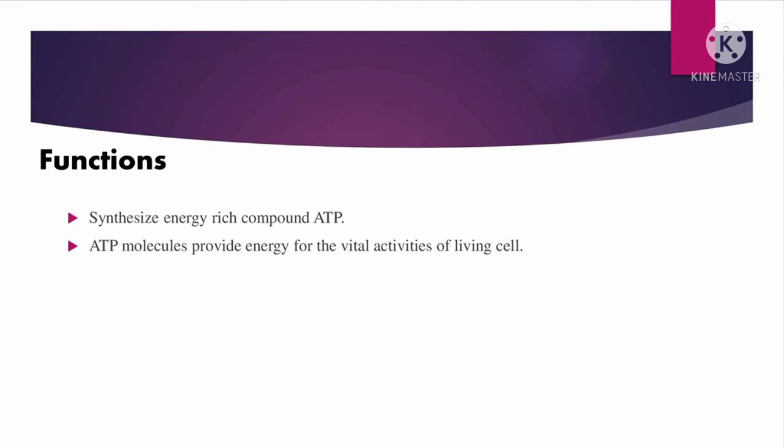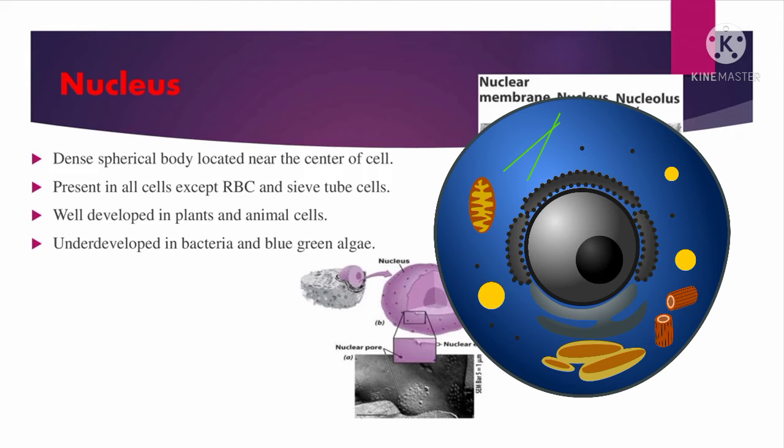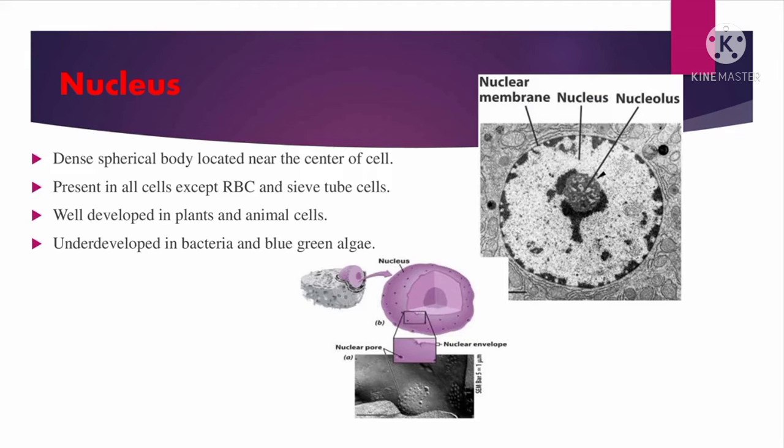Moving on to the next cell organelle. Did you see the round-shaped structure present in the center of the cell? Since it is present in the center of the cell, it is called the nucleus, which means the core of the cell. We all know that the human brain controls the functioning of our body. In a similar way, the nucleus controls the whole function of the cell.